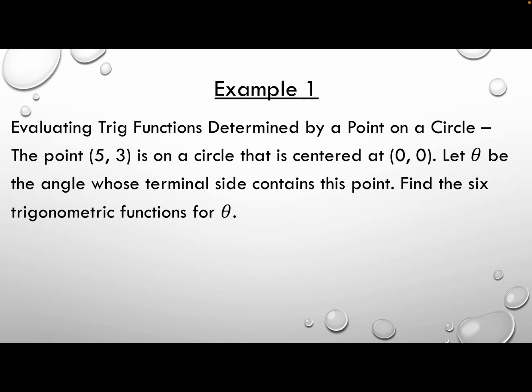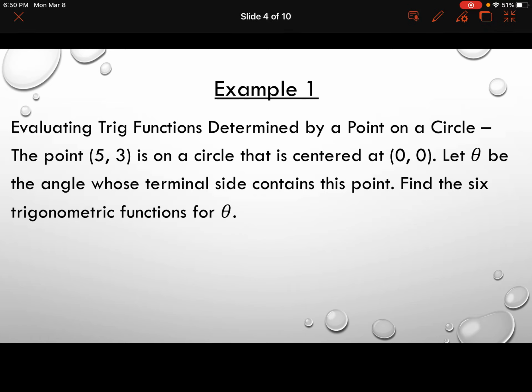Now you'll see this time I did not say the unit circle, and that's intentional, because the circle that this point will be located on is not the unit circle. It's going to be on a circle centered at the origin 0, 0, but it's not a unit circle, all right? So the point 5, 3 is on a circle that is centered at 0, 0. So let's draw a picture of this. We have a circle that is centered at 0, 0.